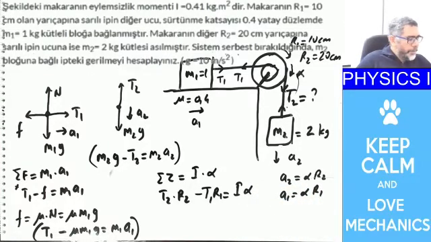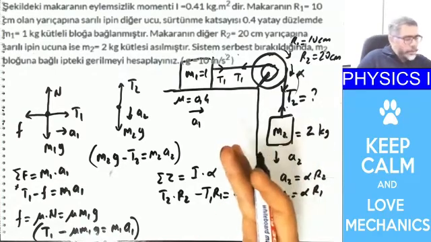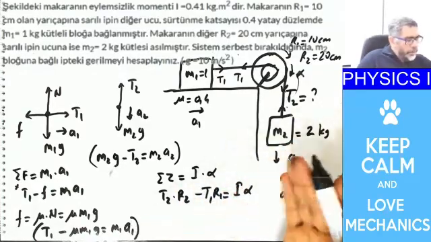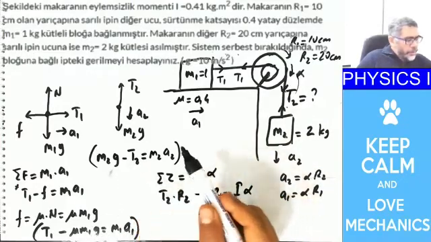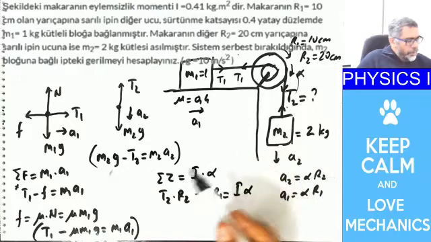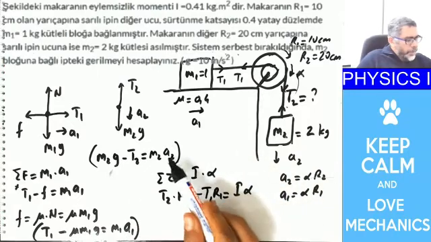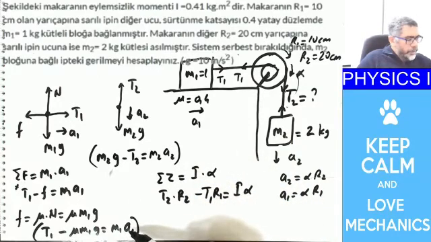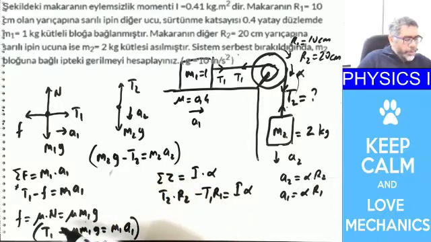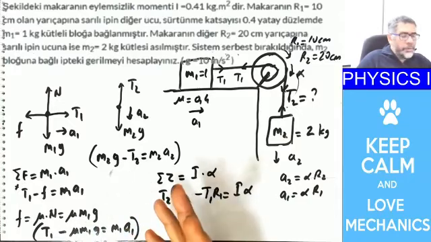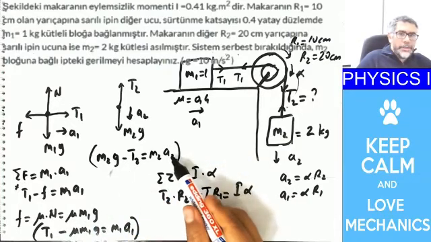Okay. So what do we have now here? We all know what the radii are. We all know what the moment of inertia and the masses are. And the only thing that we don't know is the accelerations and the tensions. So how many tensions do we have over here? T1 and T2. We have two tensions, two unknowns, together with the accelerations.